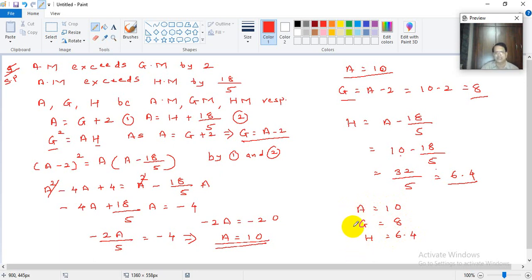Look, here also we have got the relation between these three values: A is greater than g, g is greater than h. So that is always the relation between the three, arithmetic mean, geometric mean and harmonic mean. The relation is a is greater than or equal to g, greater than or equal to h. Equal to comes whenever both the numbers are same. But otherwise always arithmetic mean will be greater than geometric mean, will be greater than harmonic mean. So same result we got here.